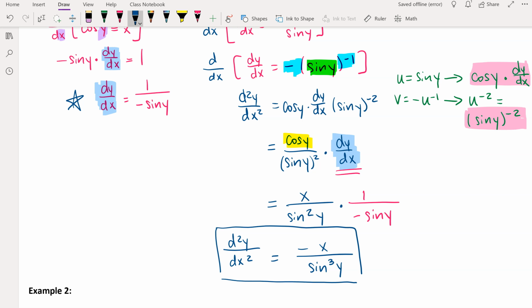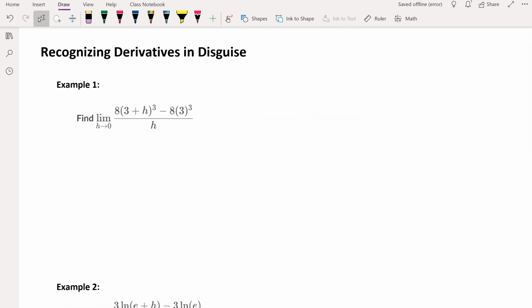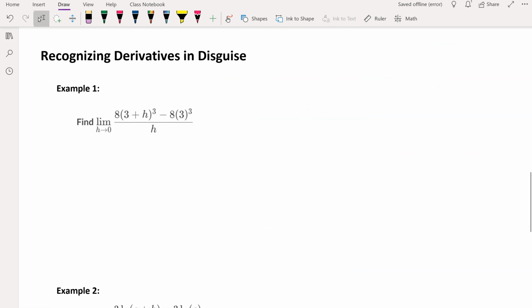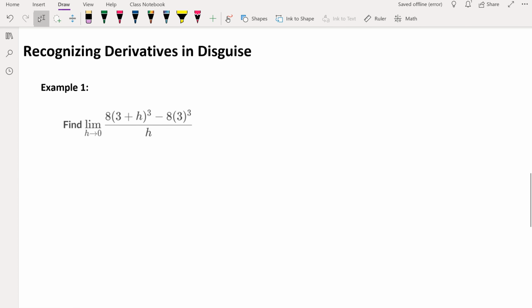Second derivative, higher order, differentiation of implicit functions. Okay, we have one more example to do for notes. We're going to do a disguised derivatives example. Okay, so recognizing derivatives in disguise.